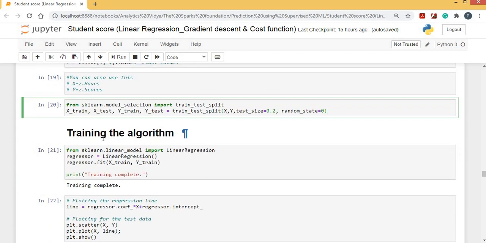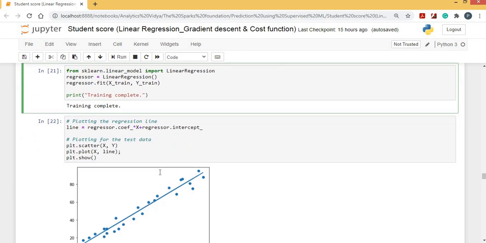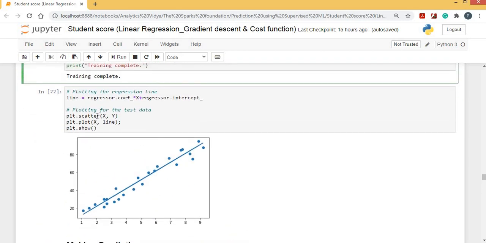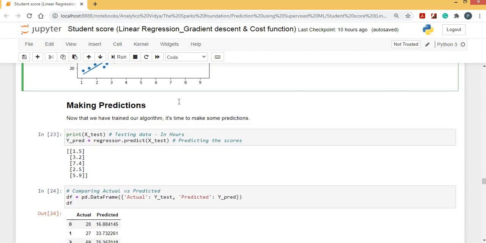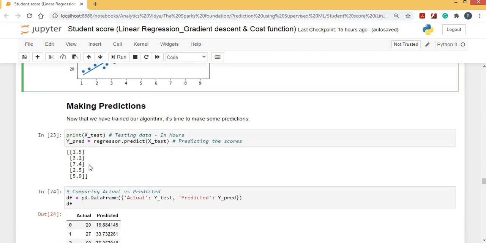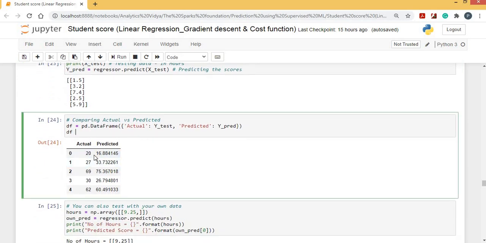So training the algorithm now. By default, in this sklearn library there is a function LinearRegression. So directly we'll be calling it, and we'll be drawing the best fit line, the regression line, based on the coefficients theta 1 and theta 0. So these are the predicted values, and now we are able to compare the actual value and the predicted value, right?